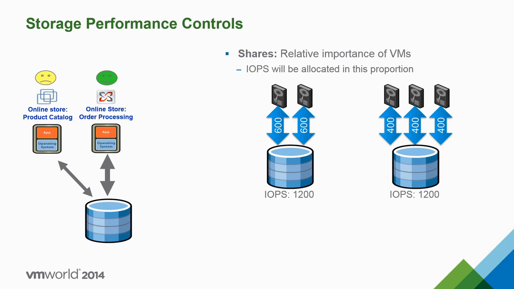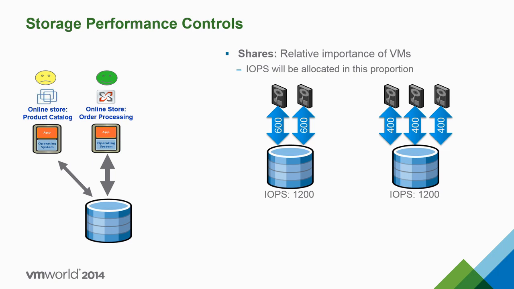In vSphere, there are a couple of performance controls that you can use to solve this problem. The first one is called shares. Suppose we have a data store, and just for an example, that data store has about a 1200 IOPS capacity. If you set shares, which every VM has a default share to begin with, you can adjust the individual VM's proportional consumption of that workload.